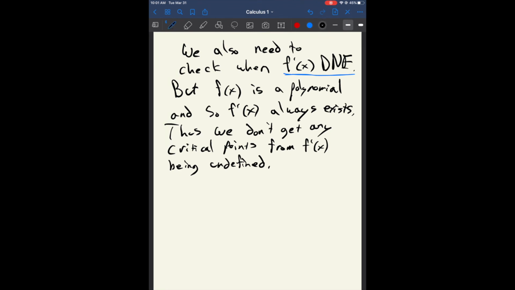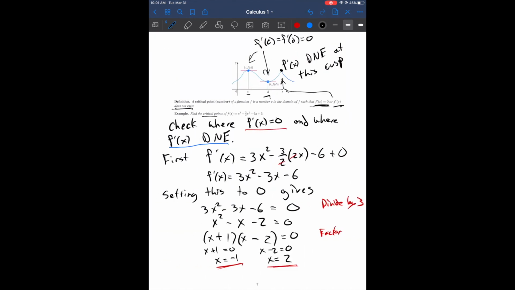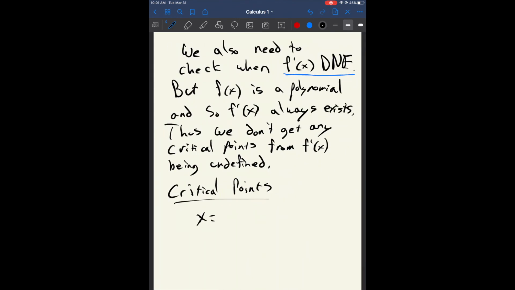So at the end of the day, let's just summarize. Critical points are x equals -1 and x equals 2. This is our final answer.